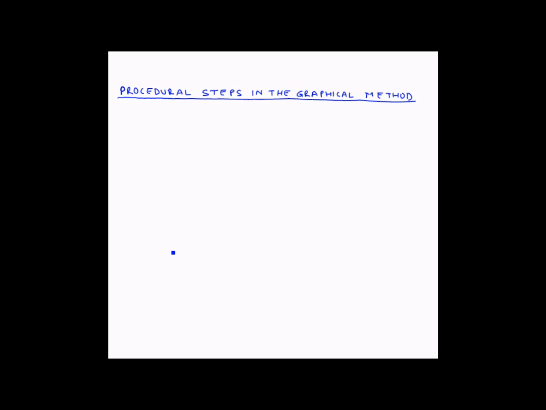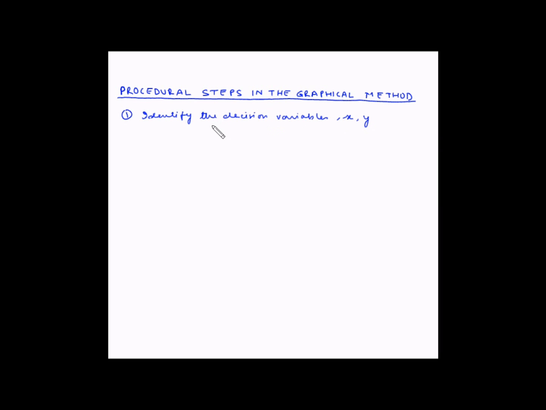Let us look at the procedural steps in the graphical method for linear programming. The first step is to identify the decision variables. These are generally denoted by x and y.